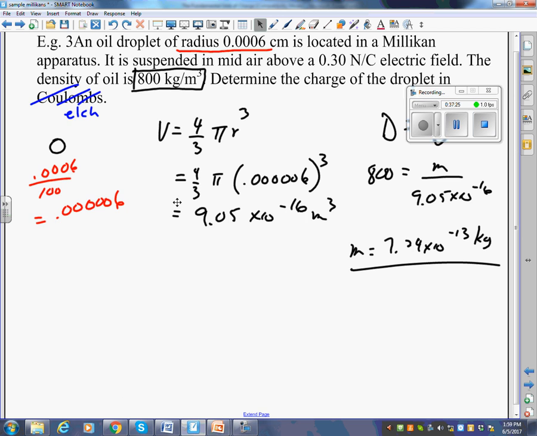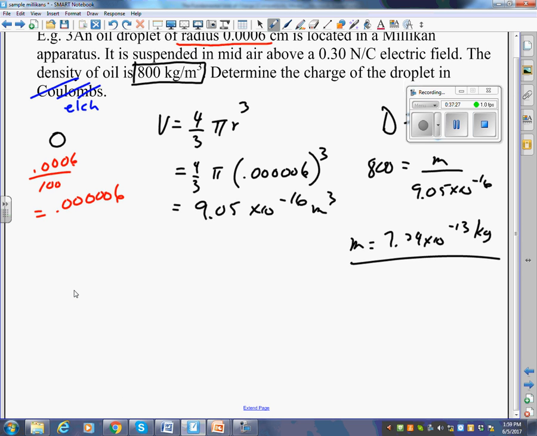Okay, so now we're going to take that mass and go to weight force: mass times gravity. The mass being 7.24 times 10 to the minus 13. You're going to multiply by minus 9.8.